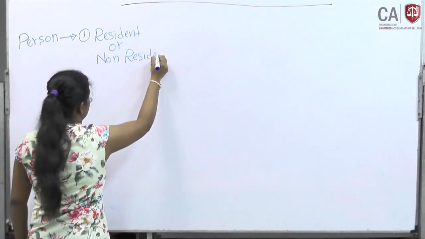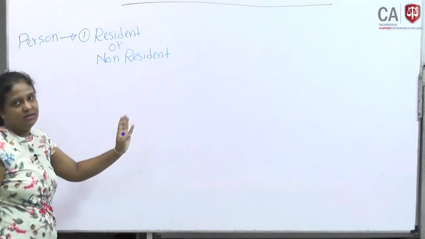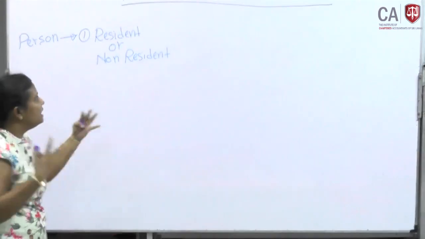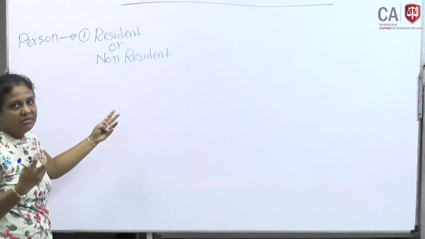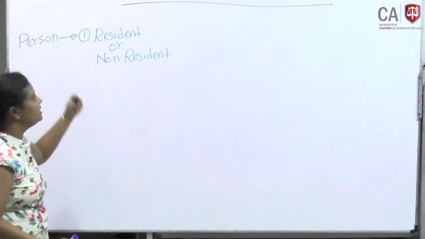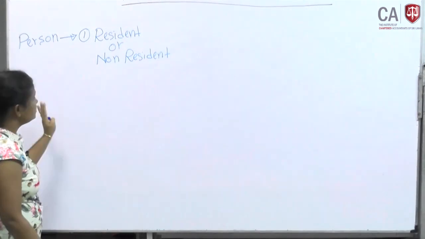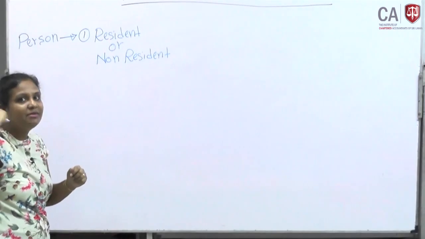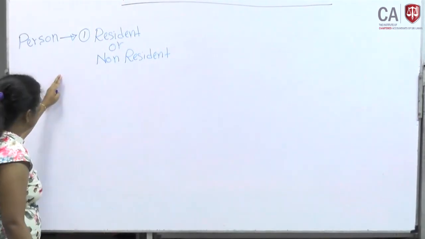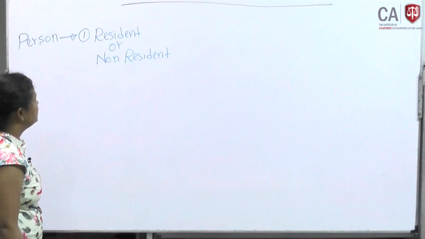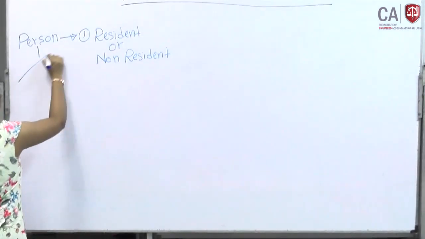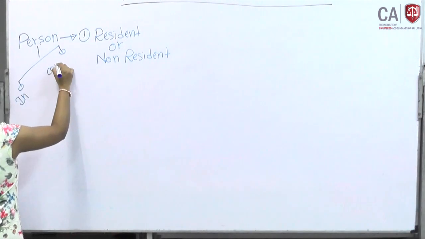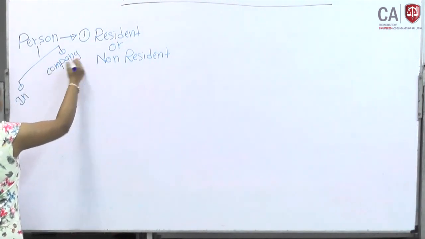Resident or non-resident. This is the first test. Now I am telling why there is a non-resident taxation area, what is the importance of this, and the background of your computations and your thinking pattern. Person, resident or non-resident. Person means an individual, maybe a company in our syllabus.